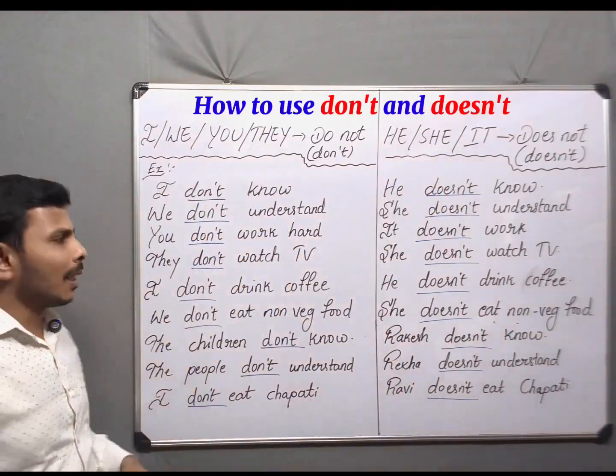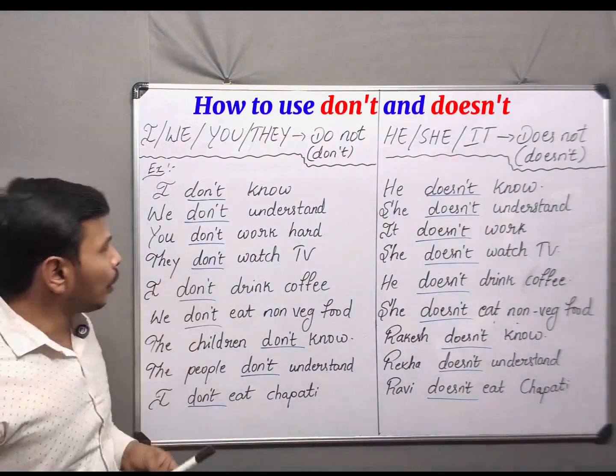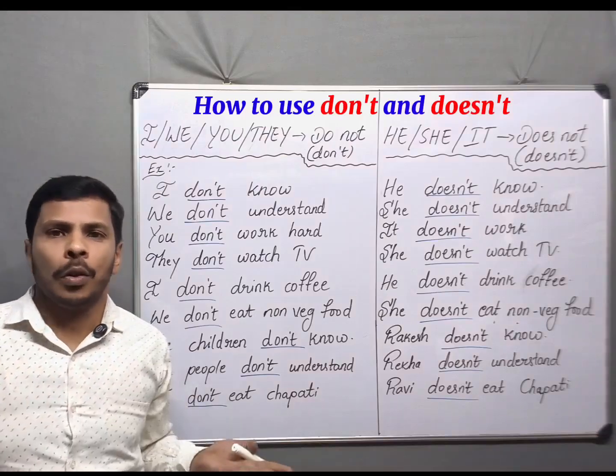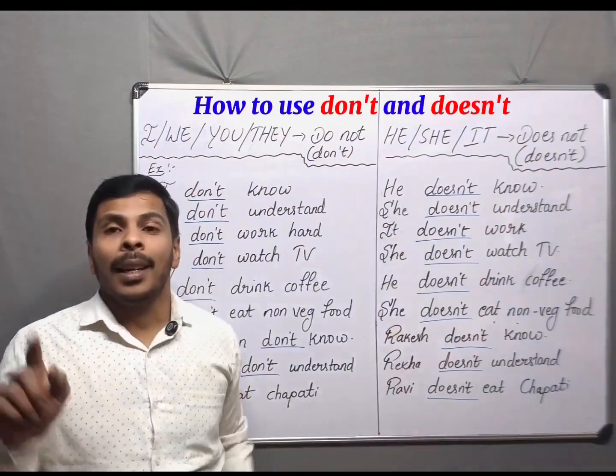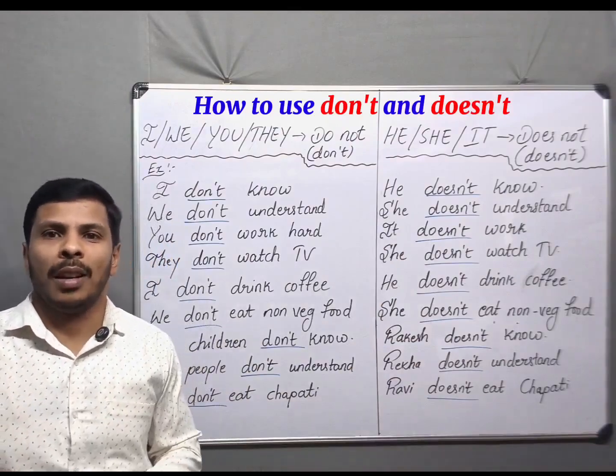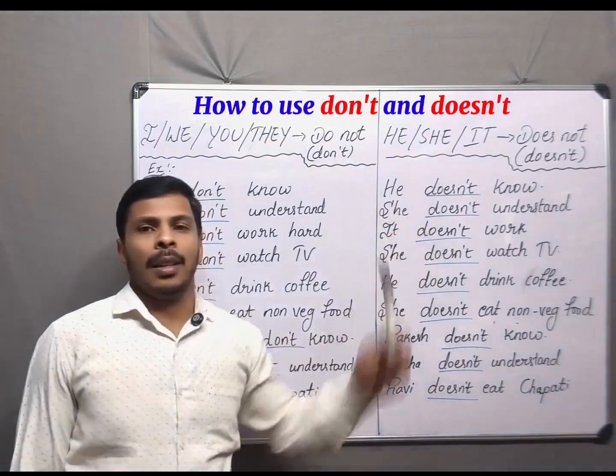So let us take an example of these sentences. You see, we say I don't know. But he doesn't know. We never say he don't know. Always use doesn't with he.